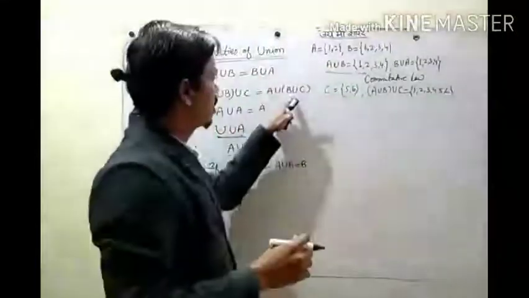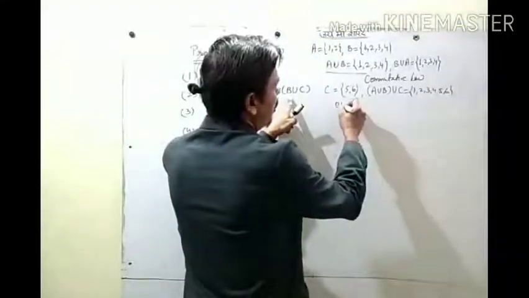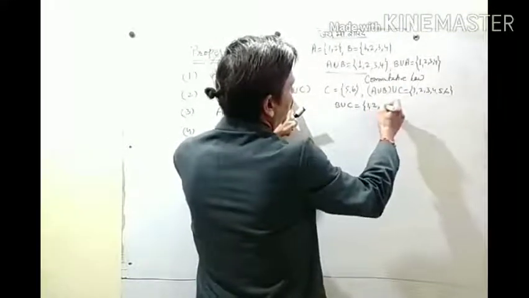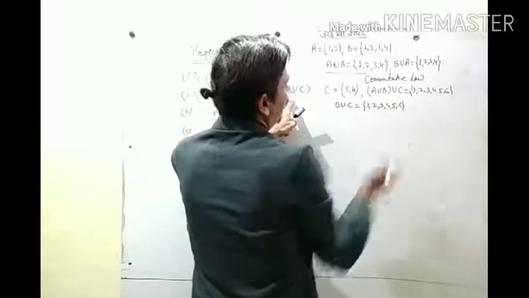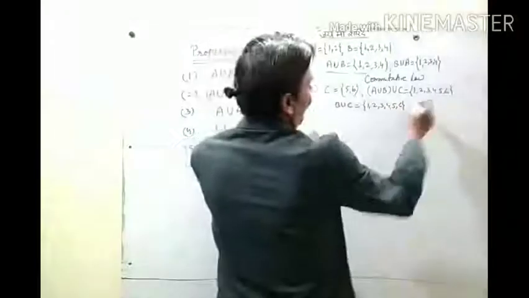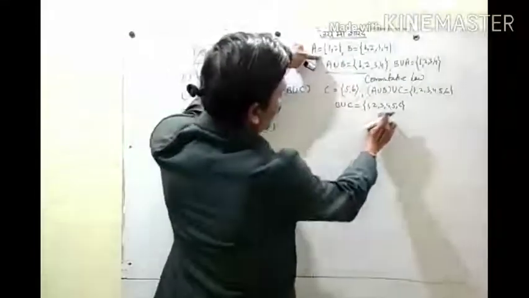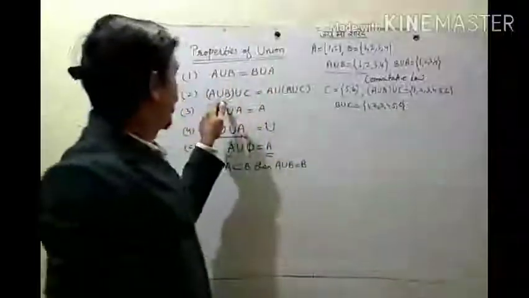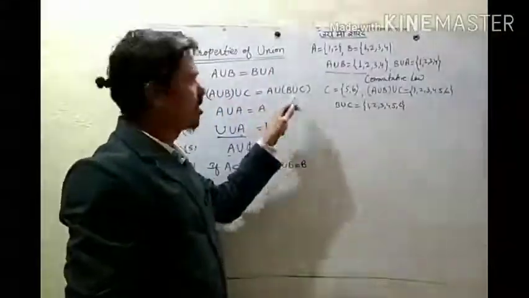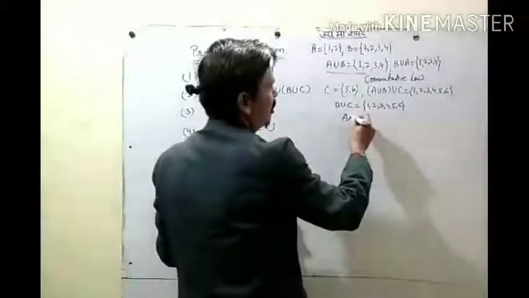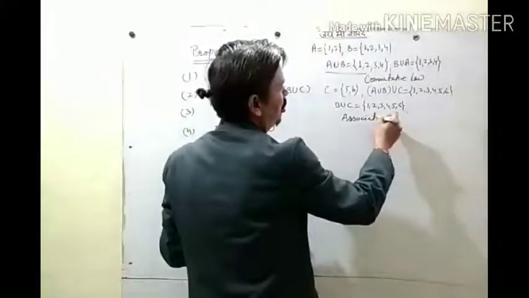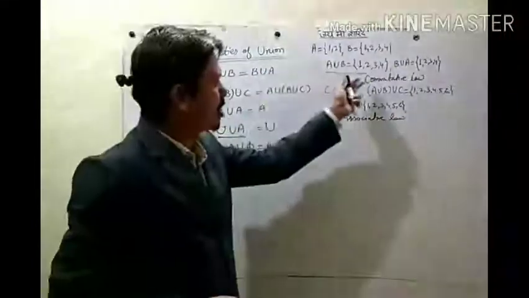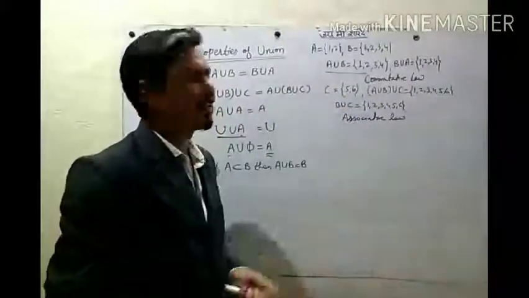Then for right side we need first B union C. So B union C, the elements are 1, 2, 3, 4, 5, 6. Now its union with A. So its union with A, 1, 2, then 1, 2, 3, 4, 5, 6. So do you get same result? So A union (B union C) is same as (A union B) union C. And this property is known as associative law. In the previous class also we have seen commutative property, associative property for addition, multiplication.